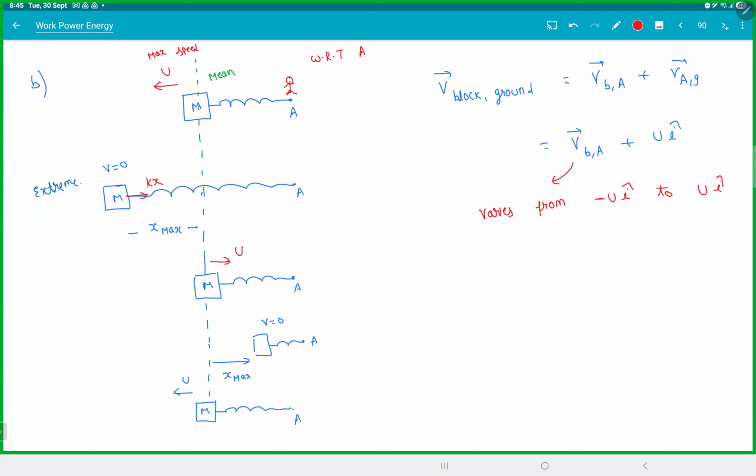If you want the maximum speed, what should I take? For maximum speed, I should take it as u. So the maximum speed is 2u. Is that making sense? When the block is coming towards the right side with the same speed u and A is also going with you, the speed with respect to ground will be 2u. So in the ground frame, this is the velocity. Remember that if they don't mention anything and simply ask for velocity, they're always talking about the ground frame.